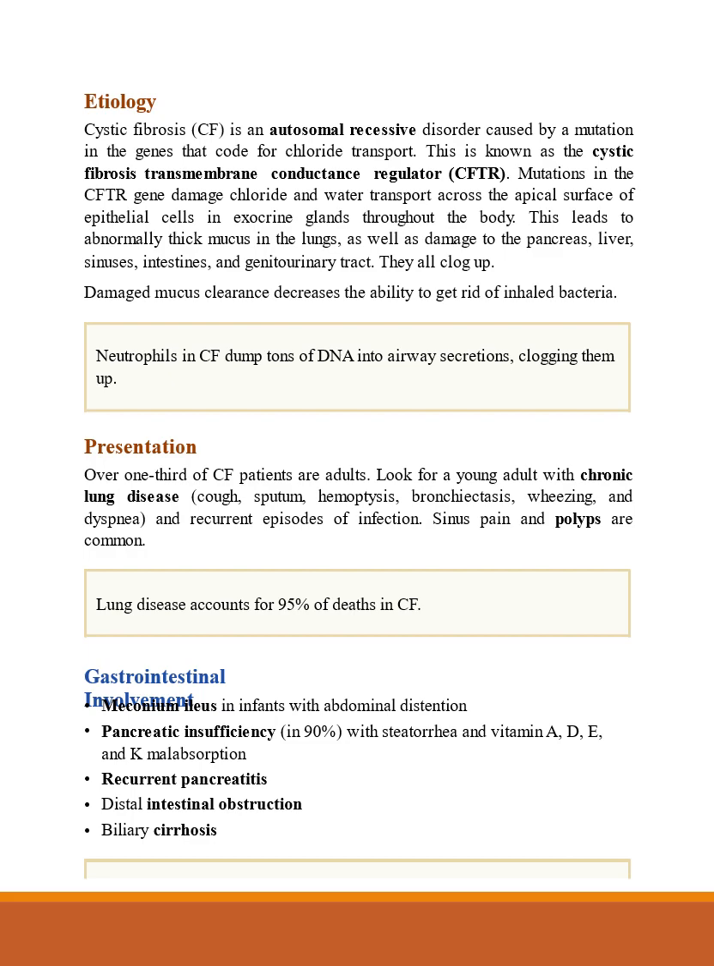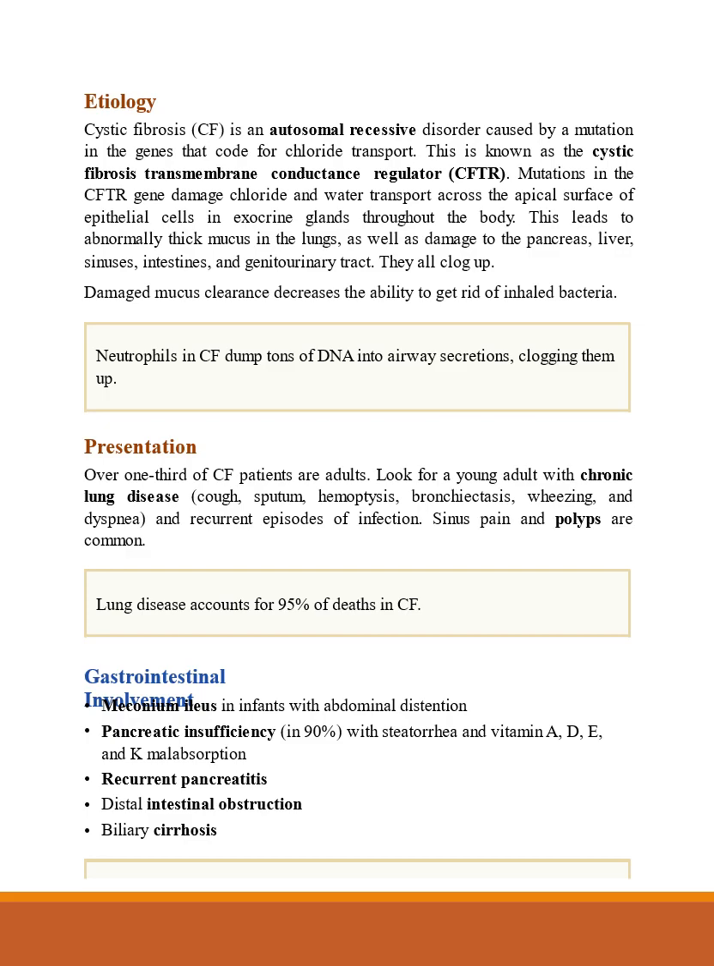Let's talk about GI involvement. Usually, patients present with meconium ileus in infants with abdominal distension. This is number 1. Number 2, pancreatic insufficiency in 90% with steatorrhea and vitamin A, D, E, K malabsorption. Number 3, recurrent pancreatitis. Number 4, distal intestinal obstruction due to biliary cirrhosis.